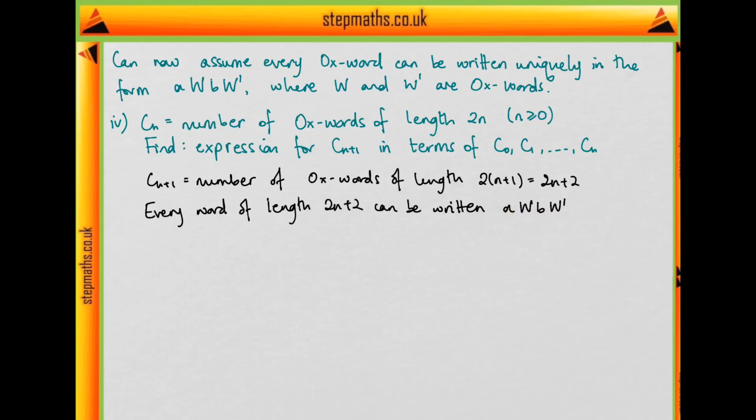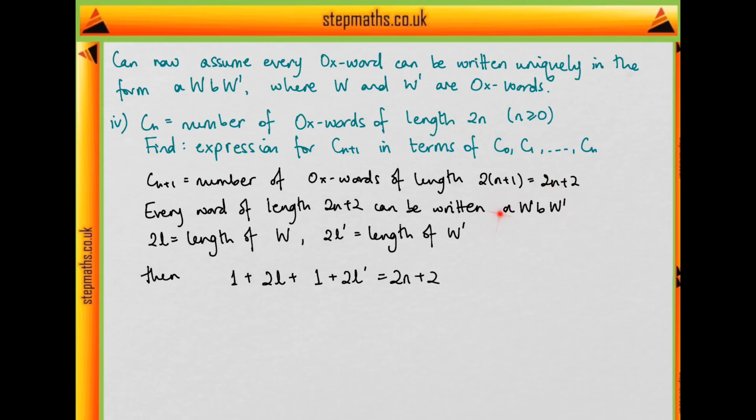Well then I guess that means if we want to find every word of length 2n plus 2, then we can just find all the different possibilities we can have for W and W dash. So if I say 2L is the length of W and 2L dash is the length of W dash, because remember these two are Oxwords and Oxwords have to have even length, well then we know that the length of this word is going to be the same as this left hand side here, because these two 1s are from the A and the B, and the 2L and the 2L dash are from W and W dash.